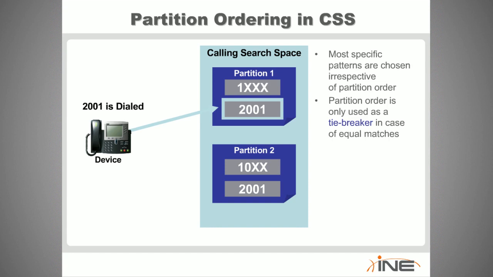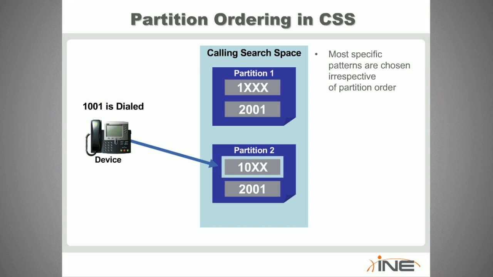Okay, so 2001 is dialed. Now we actually have a tie. So partition order is used, but only as a tiebreaker in the case of equal matches. So here we have 2001 down here in partition 2 and 2001.